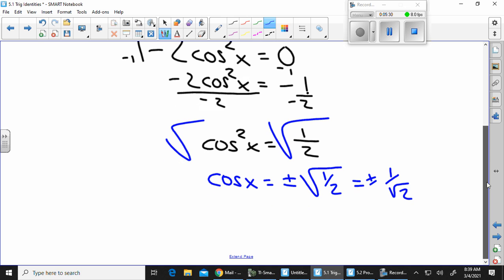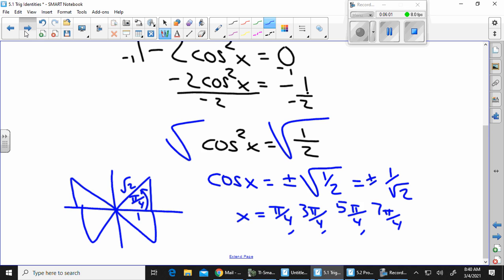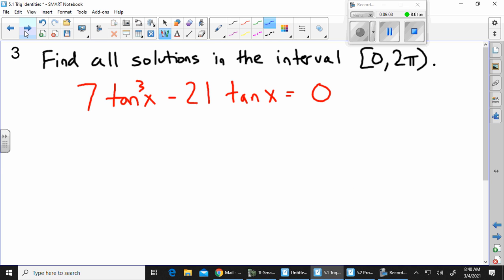Now, it is plus or minus. You're finding really every quadrant. So, what angle gives you 1 over radical 2? Well, 45. But it's in every quadrant. So I would have pi over 4, 3 pi over 4, 5 pi over 4, 7 pi over 4. 4 answers. Last one, it's a cube.